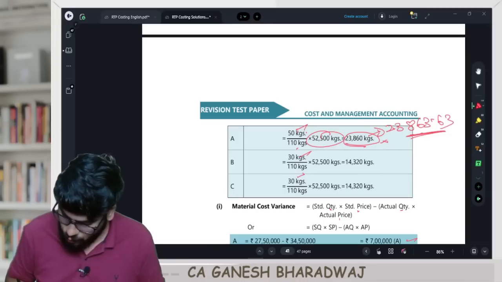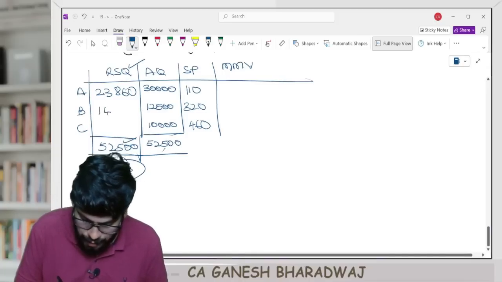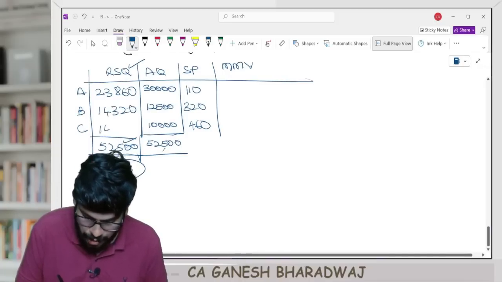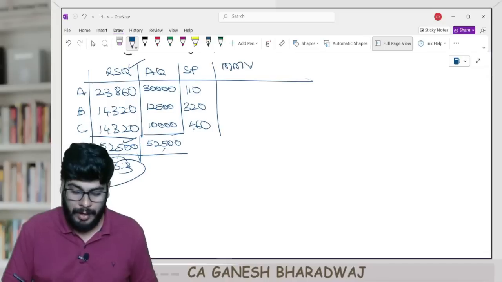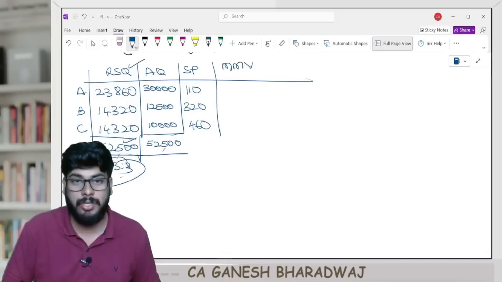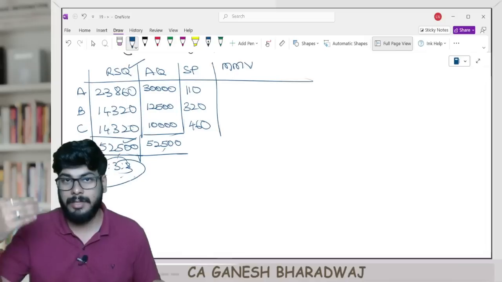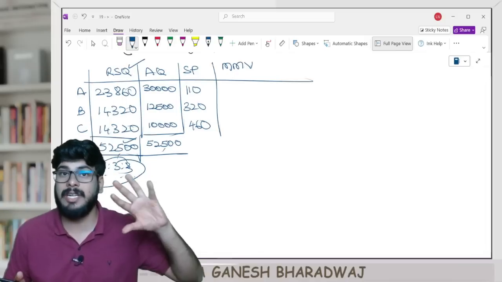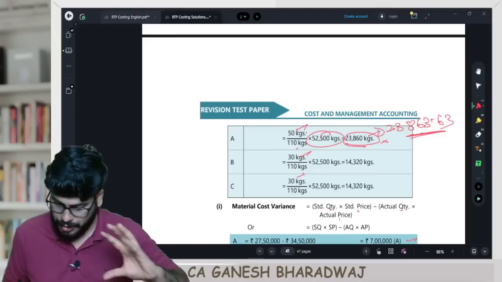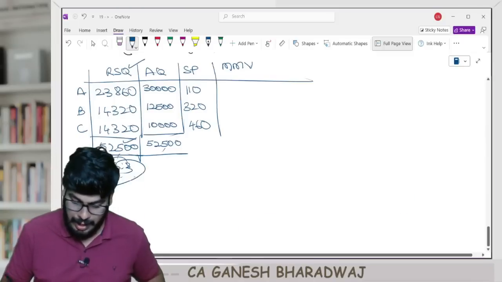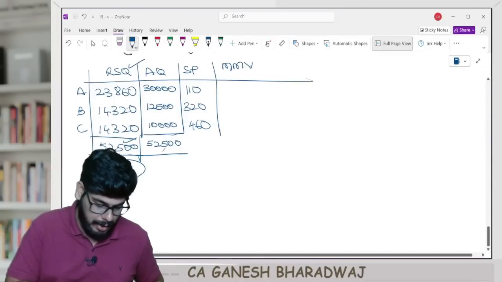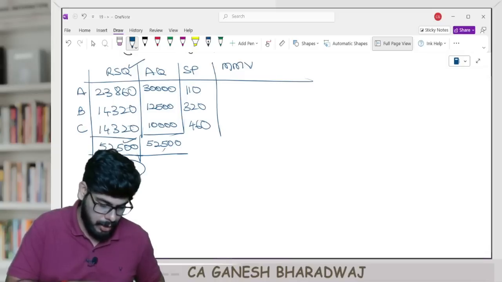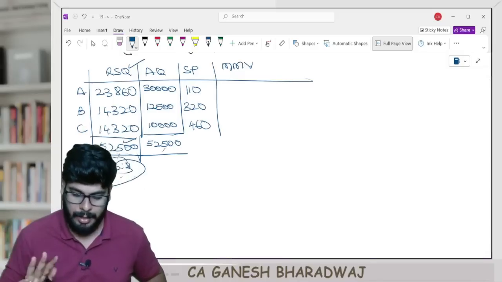23,860. And these two figures, they are taking as 14,320 respectively. But ideally speaking, this 52,500, if you apportion it in the ratio of 5:3:3, comes into decimals. They have rounded it off to the nearest tens digit. Clear with this, guys? Make sure that if you add up everything, 23,860 plus 14,320 plus 14,320, it comes out to 52,500.